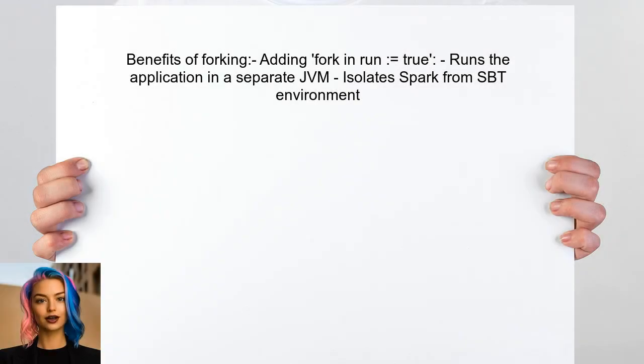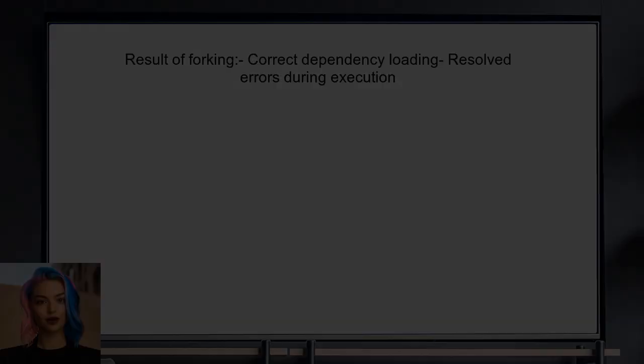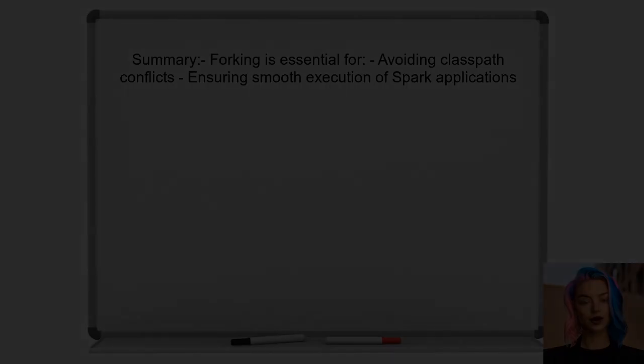This can lead to conflicts, especially with class loading and dependencies. By adding fork in run equals true to the build.sbt file, the user instructs SBT to run the application in a separate JVM. This isolates the Spark application from the SBT environment, preventing class path issues. This separation allows the Spark application to load its dependencies correctly without interference from SBT's class path, which resolves the errors the user was facing. In summary, forking is essential when running Spark applications with SBT to avoid class path conflicts and ensure smooth execution.